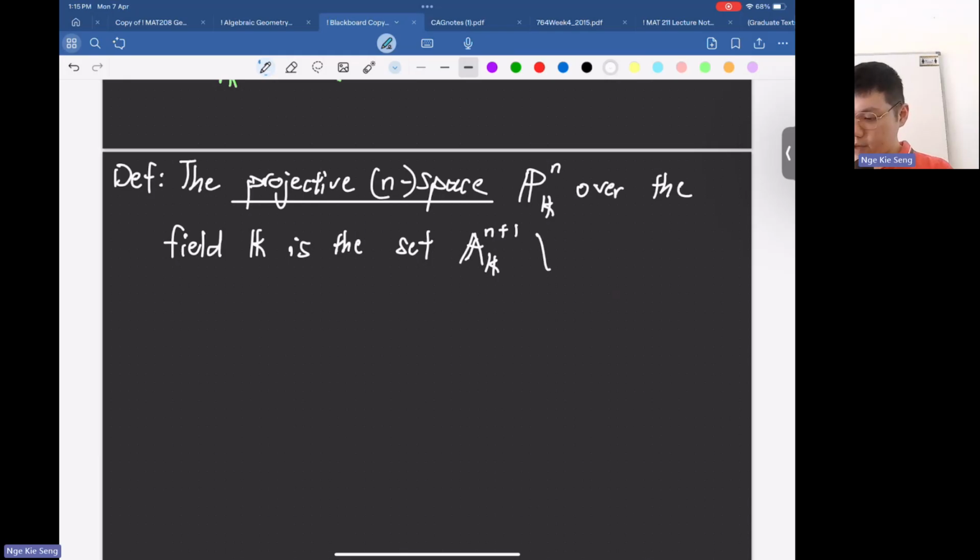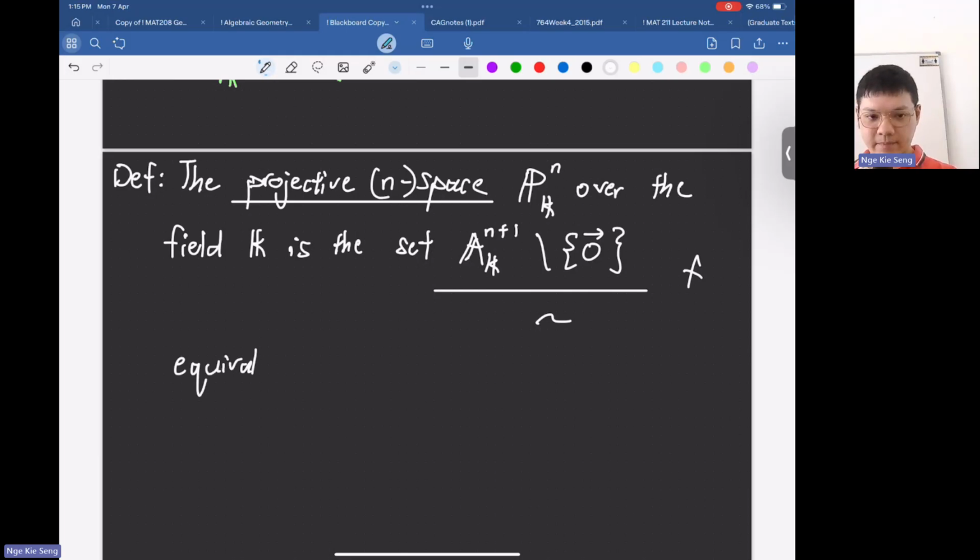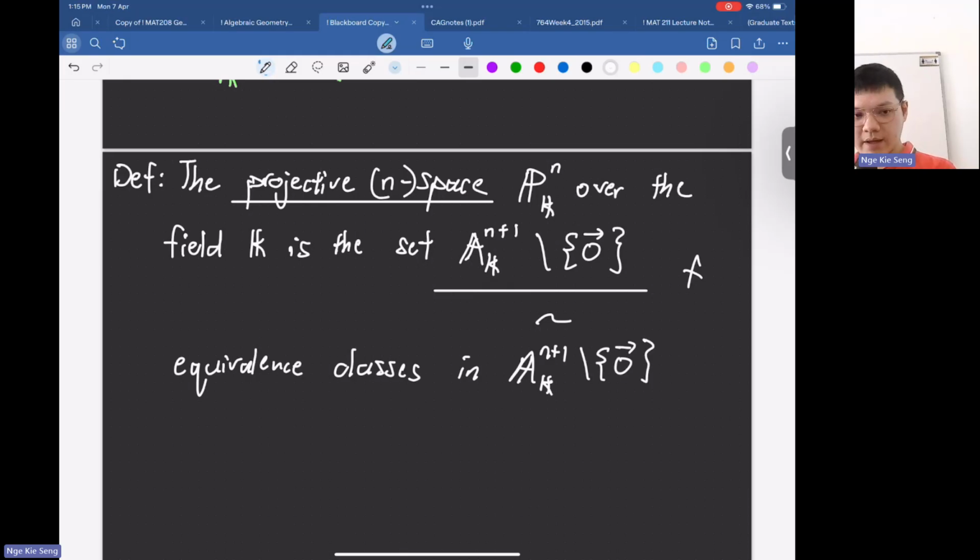Okay, but we take away the origin. How do we denote the origin here? So we take away the origin such that we put an equivalence on it. I'll tell you what's the equivalence. So this is a set of equivalence classes. Okay, in the affine n plus 1 space, throw away the origin, under the equivalence. So what's the equivalence here?